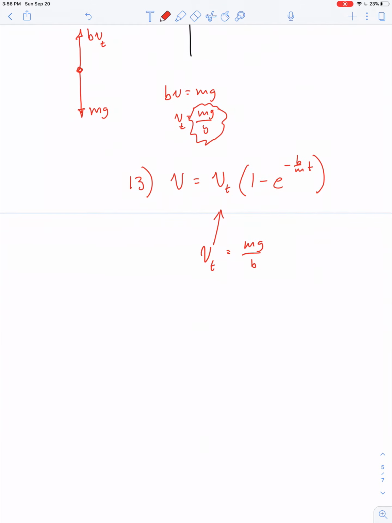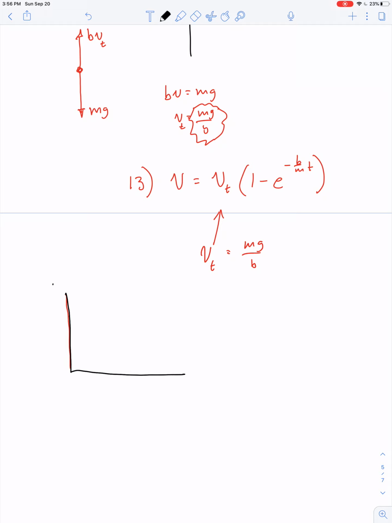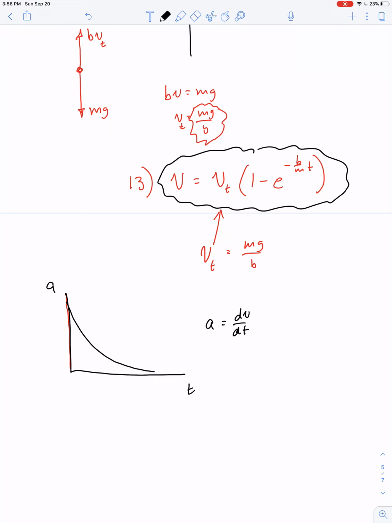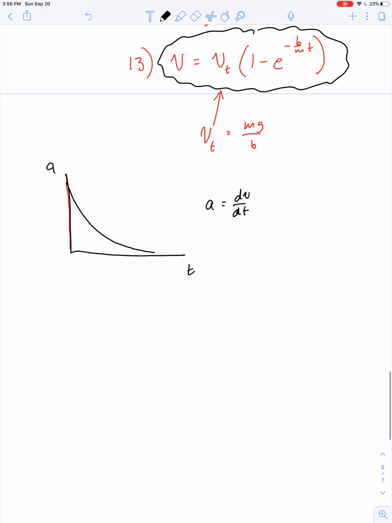Now, if we want to get an equation to explain the shape of our graph for acceleration versus time, that should be easy enough. After all, acceleration is dv dt, so all we need to do is take this expression and take the first derivative with respect to time. Well, I'll leave it up to you to take out a piece of scratch paper and work through the steps, but it should be very easy to prove that a is equal to g times e to the negative b over m t. Okay, see if you can verify that result.